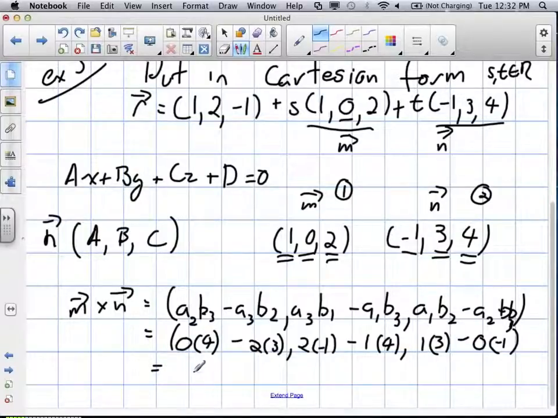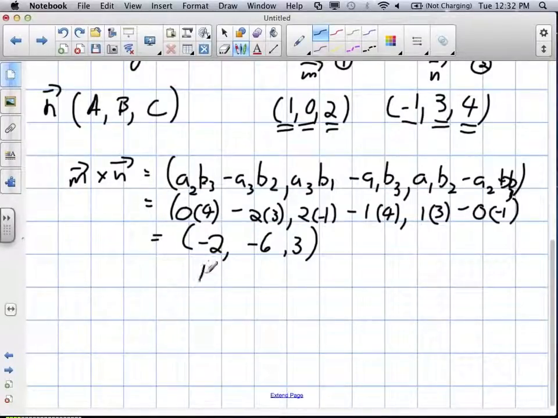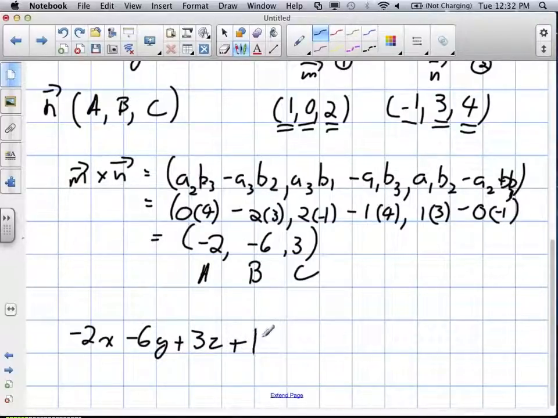So we get 4 subtract 6 is negative 2, negative 2 subtract 4 is negative 6, and 3 subtract 0 is 3. So our normal, or a perpendicular vector, is negative 2, negative 6, and 3. We can plug that right into our Cartesian form because this is our A, our B, and our C. We get negative 2x minus 6y plus 3z plus d equals 0.